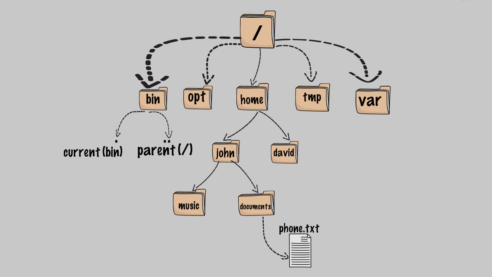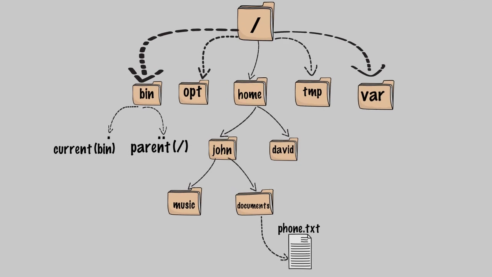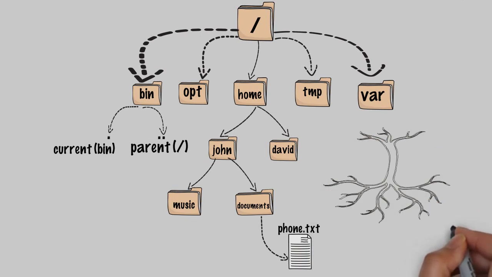So if we are currently working on the bin directory, one dot will represent the current directory, which is the bin directory, and two dots will represent the parent of the current, which will be the root in this case. As you can see, we have a tree-like structure. That's why we call it the directory tree.